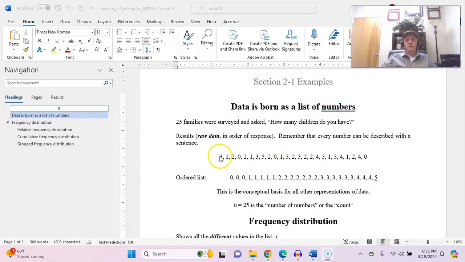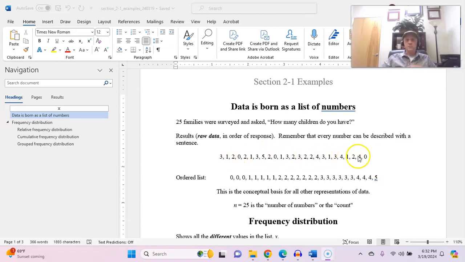So for example, let's look at this list of numbers and pick the first number in the list. It's a 3. How could we describe the meaning of that 3 with a sentence? It means that the first family we asked said that they have 3 children. So the next item in the list means the second family we asked said they have 1 child. The last family that we surveyed, the 25th family, said that they have 0 children.